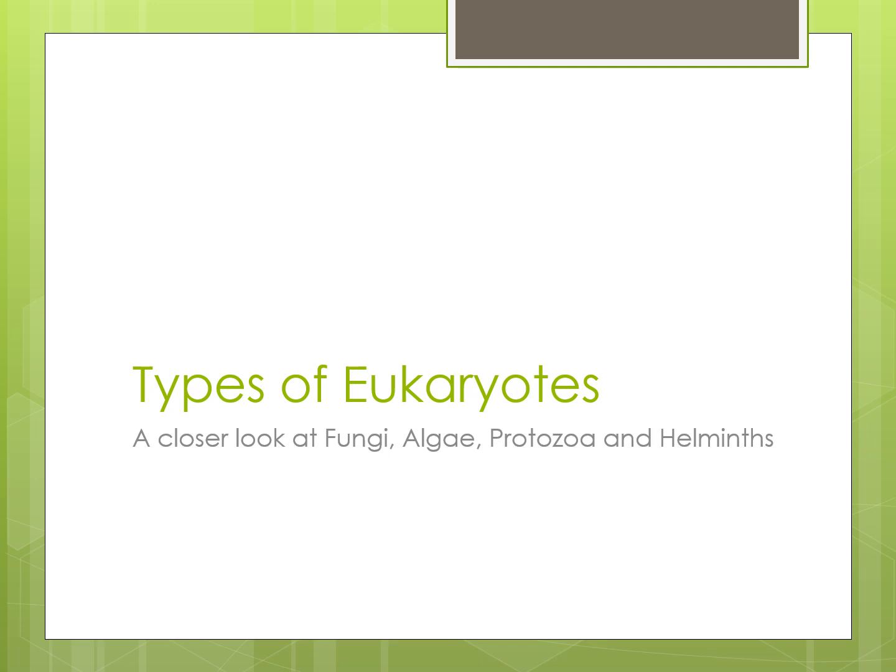So we're really going to be staying away from animal cells in our types of eukaryotes, but we are going to talk about a lot of other types of eukaryotes like fungi, algae, protozoans, and helminths. Helminths is probably as close to animals as we're going to get, and those guys are going to be our little parasitic worms.